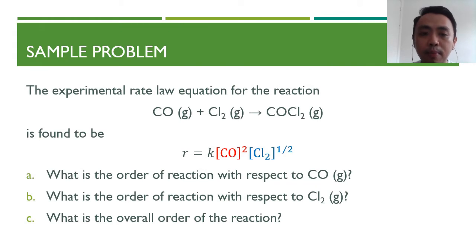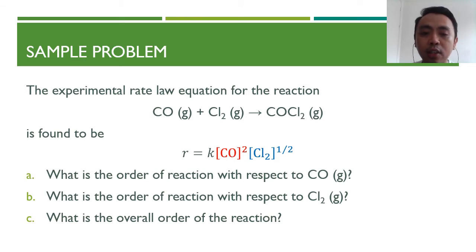As a sample problem, consider the following equation shown on the screen. By experimentation, the rate law for this reaction is found to be R equals K times the concentration of CO raised to the power of 2 times the concentration of Cl2 raised to the power of 1/2. We are then asked the following. Letter A, what is the order of reaction with respect to CO? Letter B, what is the order of reaction with respect to Cl2? And letter C, what is the overall order of the reaction?